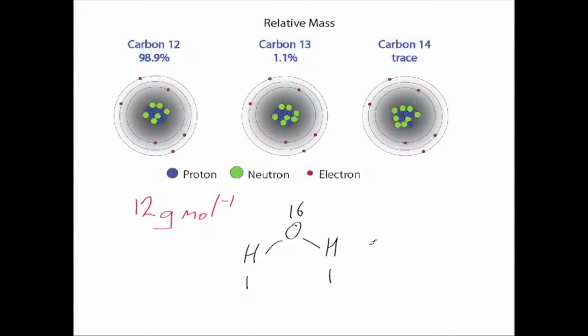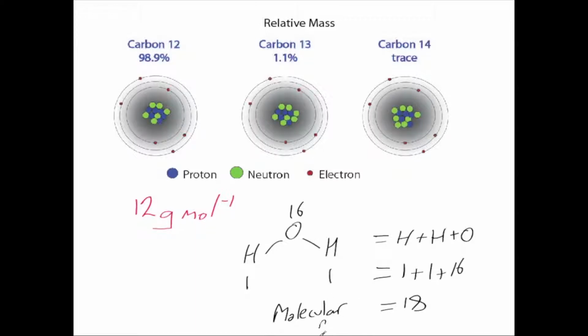so the molecular formula for water equals H plus H plus oxygen. That's how many elements are present there, how many atoms. And then if we put the mass number of that, 1 plus 1 plus 16 equals 18. So we know that the molecular formula equals 18. So that's the mass for the molecular formula.